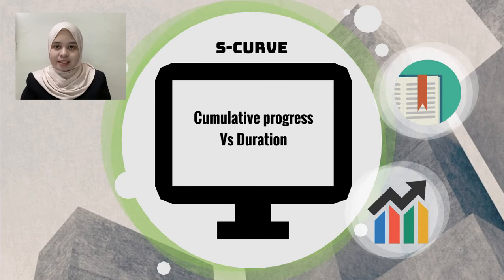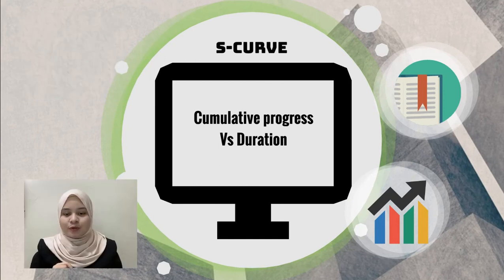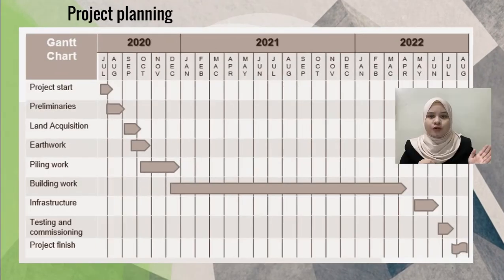I'm Nur Aisha bin Hassim. I will take part in project planning. In this S-curve analysis, we are focusing on cumulative progress versus duration. The figure below shows a Gantt chart that is involved in project planning. It shows that the project will start in July 2020 and will end in August 2022. It also shows the building work takes a longer period of the construction work.